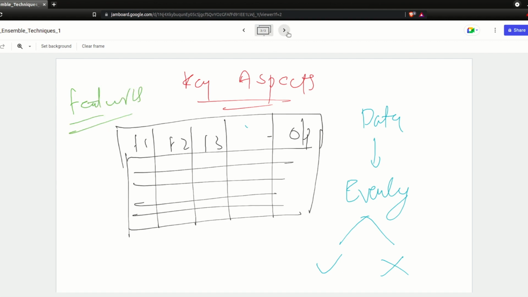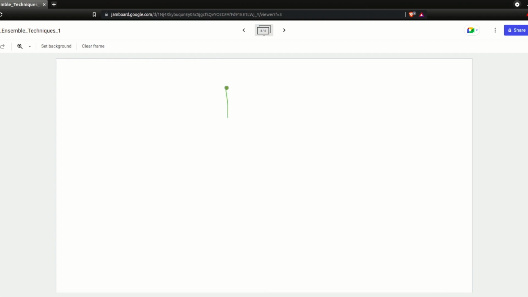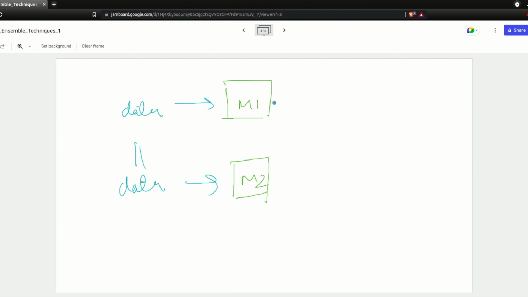So what will generally happen is that, for example, you have a model M1 and here you have a model M2, and you pass the same data to these models. They may give different accuracy A1 and A2, and the performance will vary based on the data you give. So the case is that model performance varies with data.